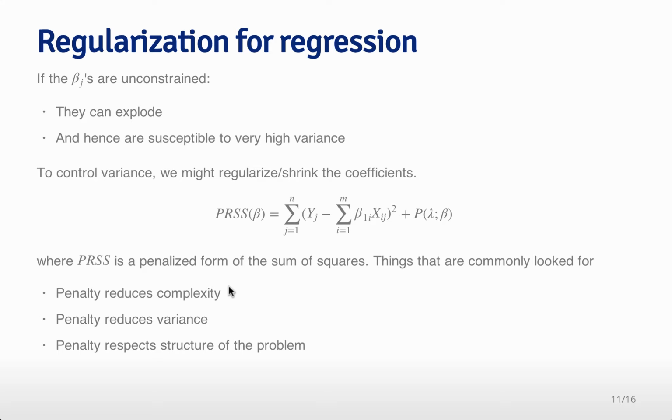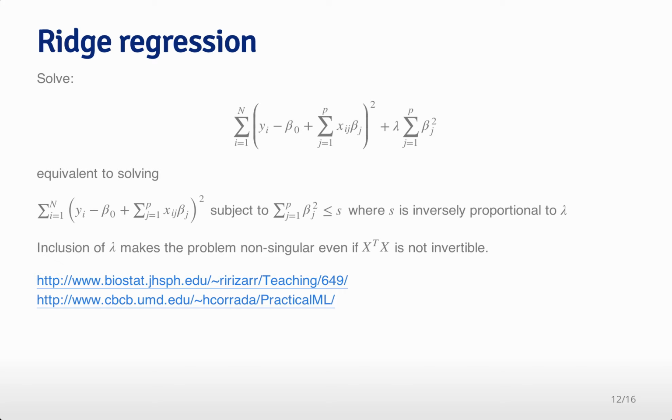So the penalty is usually used to reduce complexity, it can be used to reduce variance, and it can respect some of the structure in the problem if you set the penalty up in the right way. The first approach that was used in this sort of penalized regression is to fit the regression model. Here, again, we're penalizing a distance between our outcome y and our regression model. And then we also have a term that is lambda times the sum of the beta j squareds.